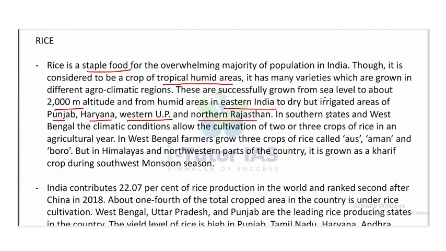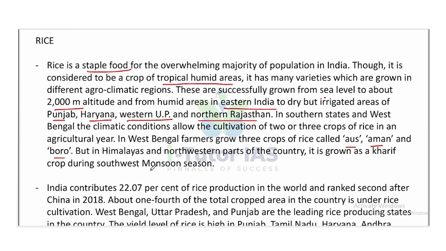In southern states and West Bengal, the climatic conditions allow the cultivation of 2 or 3 crops of rice in an agriculture year. The West Bengal farmers grow 3 crops of rice called Aus, Aman and Boro. But in Himalayas and northwestern parts of the country, it is grown as a kharif crop during southwest monsoon season.